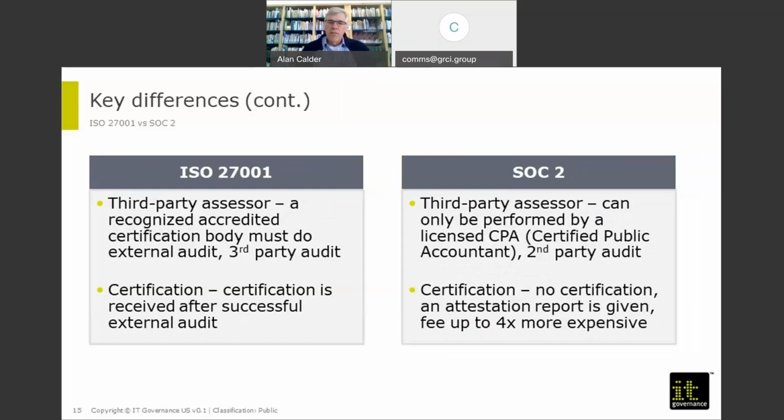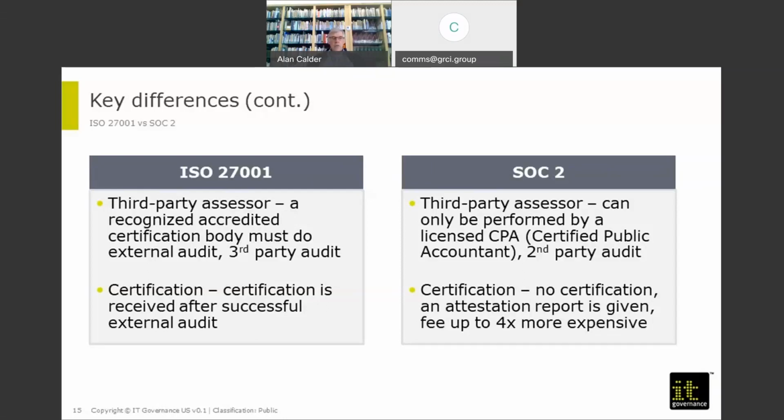Both require third-party assessors, but again, there is a key difference here. The ISO 27001 assessor is a recognized certification body, and there are certification bodies who are recognized by the national accreditation body in the US, that's ANAB. ANAB accredits certification bodies or registration bodies who can do a certification audit or registration audits of a management system. This is a third-party audit. Once they publish their opinion, it's available and can be legally relied on by anybody.